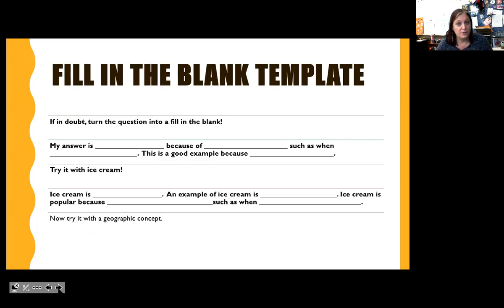They are boring to read as a reader. They're boring to write, but they're efficient. My answer is because of, such as when. This is a good example because.